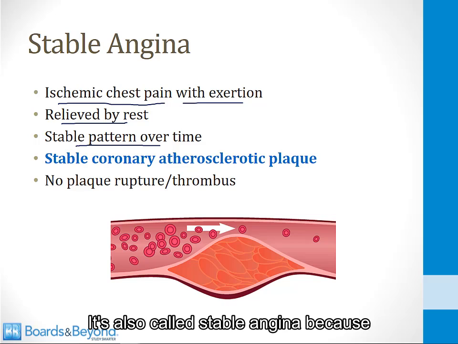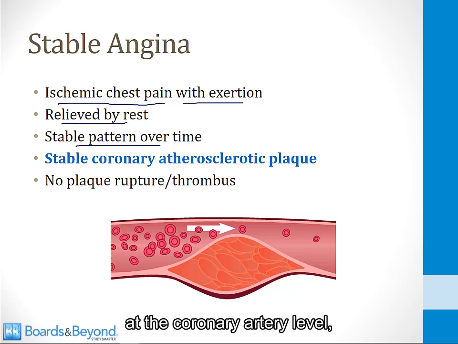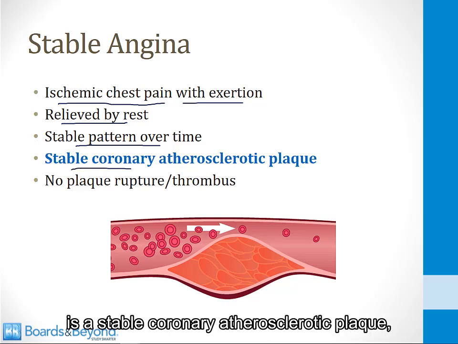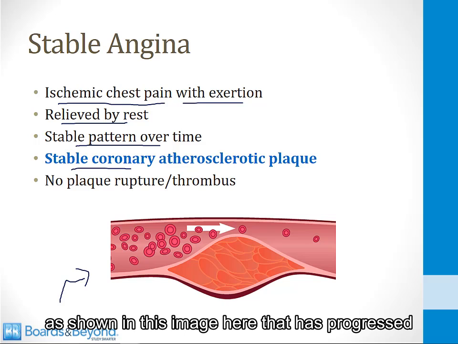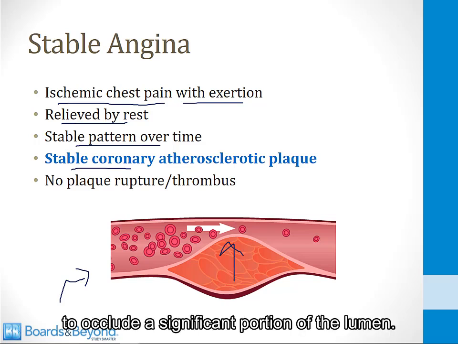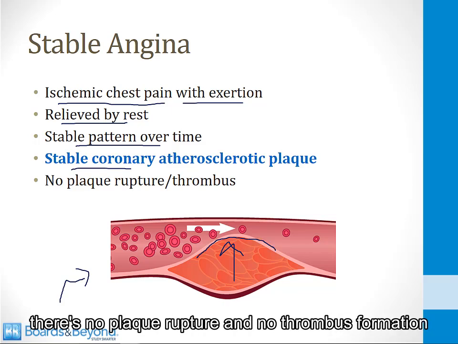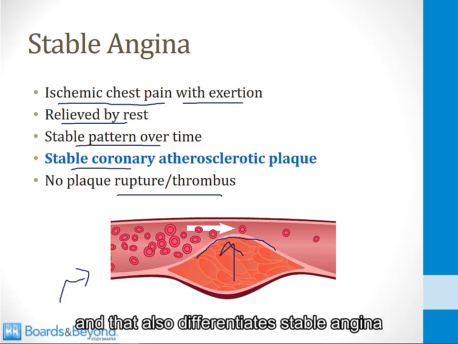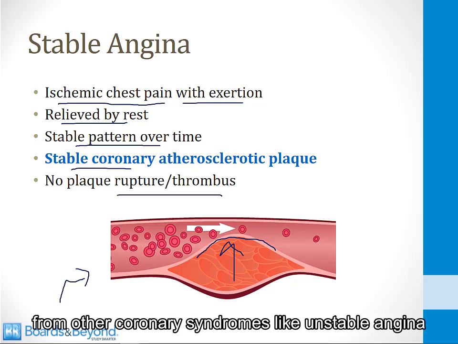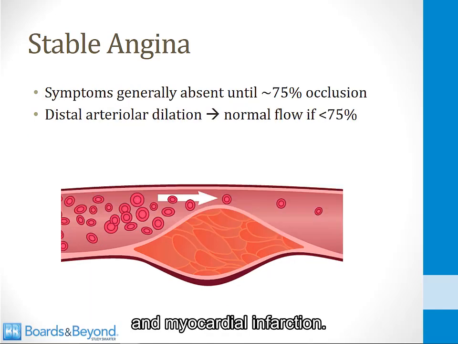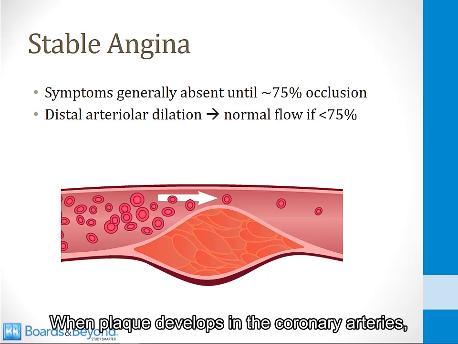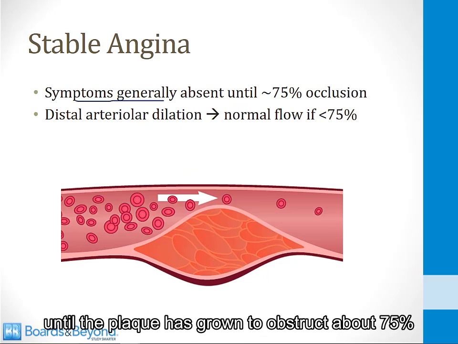It's also called stable angina because at the coronary artery level, what's happening is there is a stable coronary atherosclerotic plaque, as shown in this image here, that has progressed to occlude a significant portion of the lumen. But importantly, the plaque has an intact fibrous cap here. There's no plaque rupture and no thrombus formation, and that also differentiates stable angina from other coronary syndromes like unstable angina and myocardial infarction.